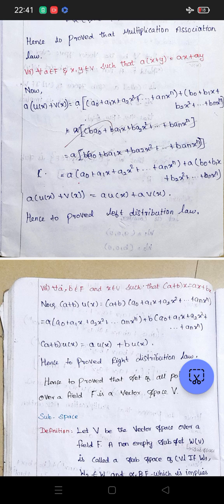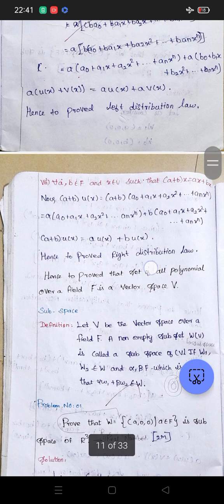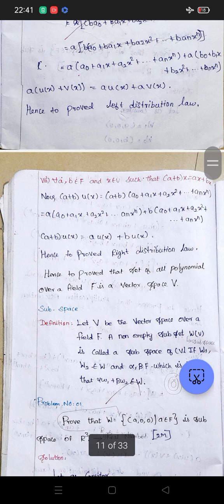The last law is, for a, b belongs to F and x belongs to V, such that (a plus b)x is equal to ax plus bx. Now you can write (a plus b) of u is equal to a into u(x) plus b into u(x). Hence to prove that right distribution law.